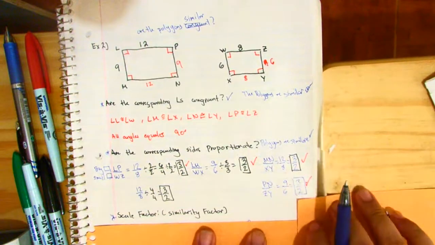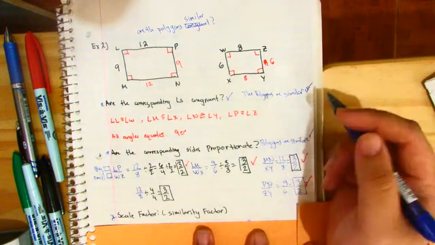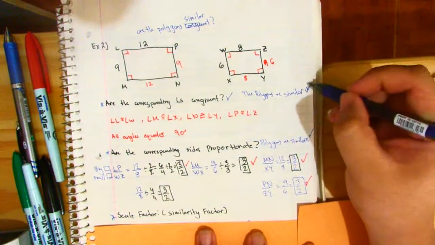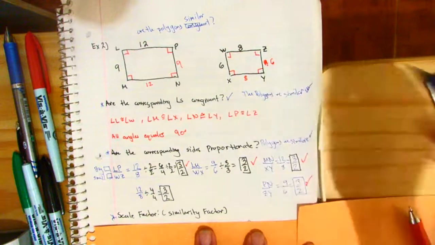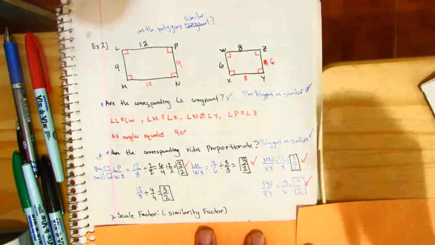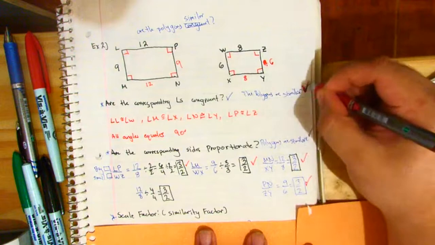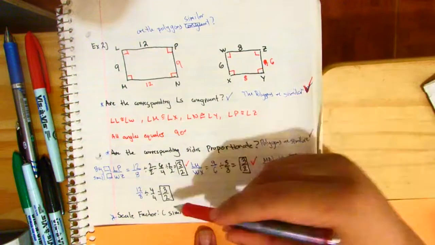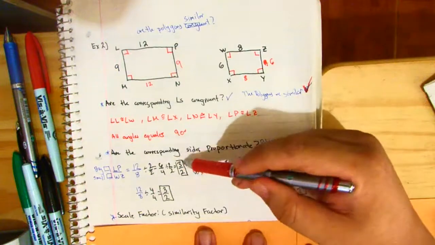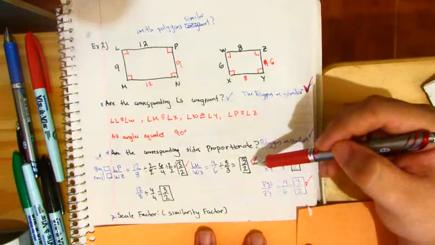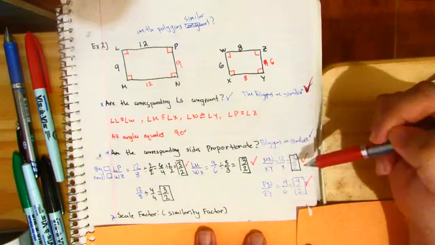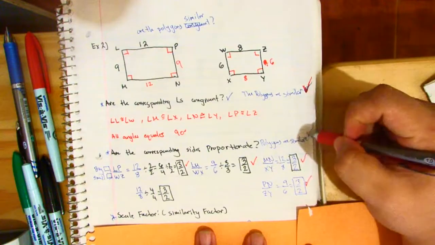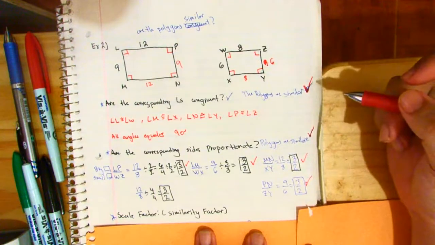And here the scale factor, once again, or before we do that, here we already acknowledge that the polygons are similar. Why? Because all the angles are congruent. So let's put a check mark on that. And here, are the corresponding sides proportionate? Yes, because each side has the scale factor or similarity factor, which is 3 over 2.